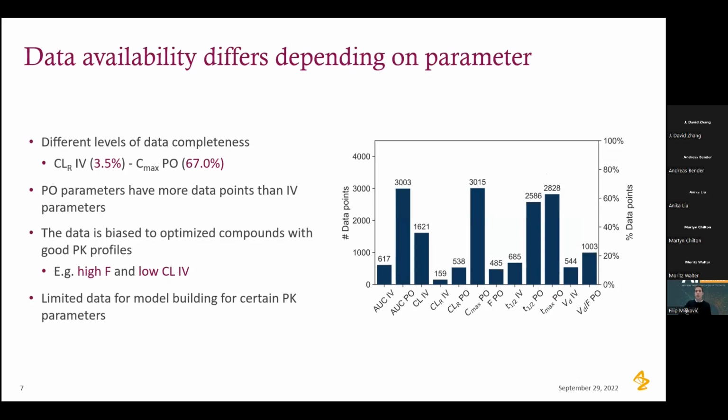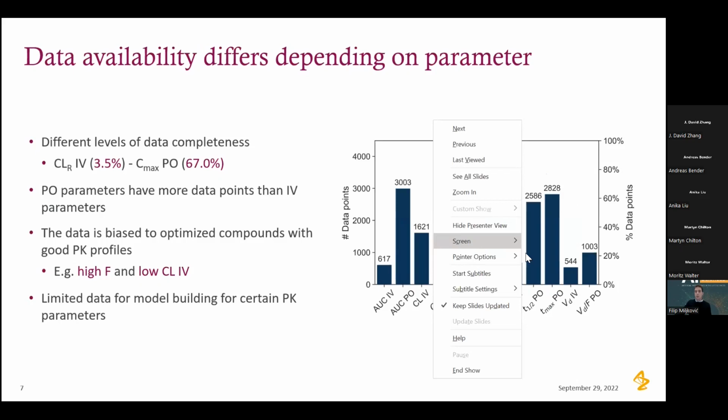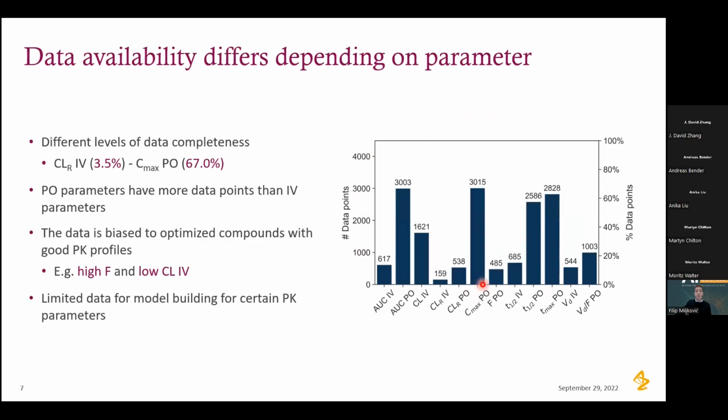If you look at the data matrix that we obtained alongside these 4,500 compounds and 12 PK parameters, we can see to the right that we have a varying level of data completeness. Some of the parameters, such as Cmax per oral, had a maximum number of data points, 67% still of the entire matrix, while others, such as the renal clearance IV, had 159 data points.